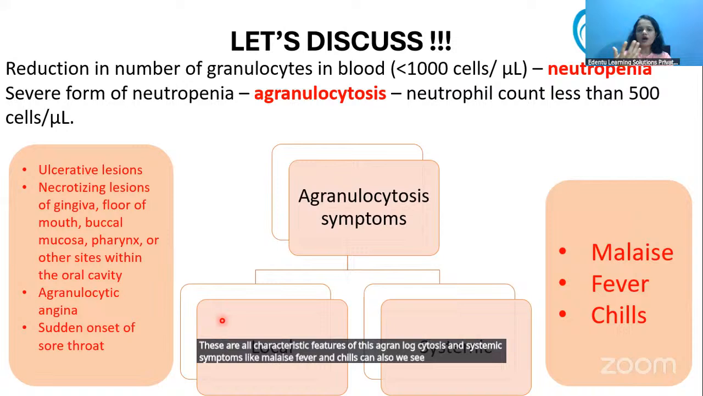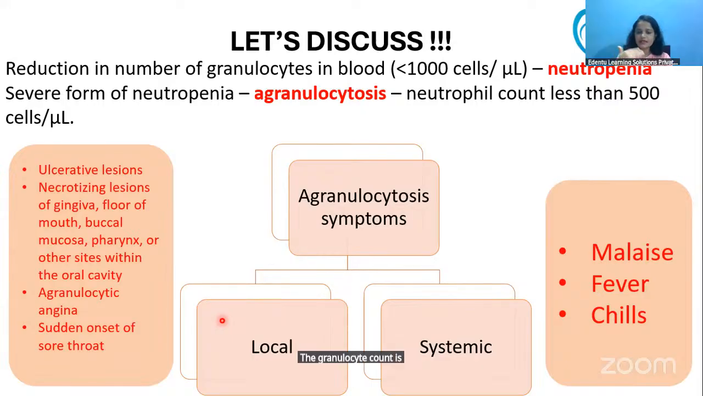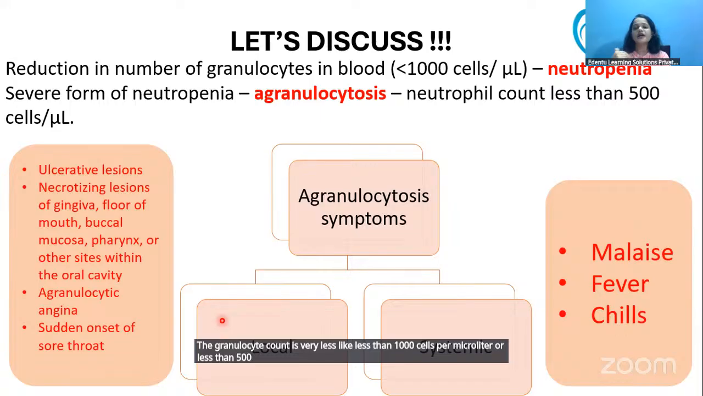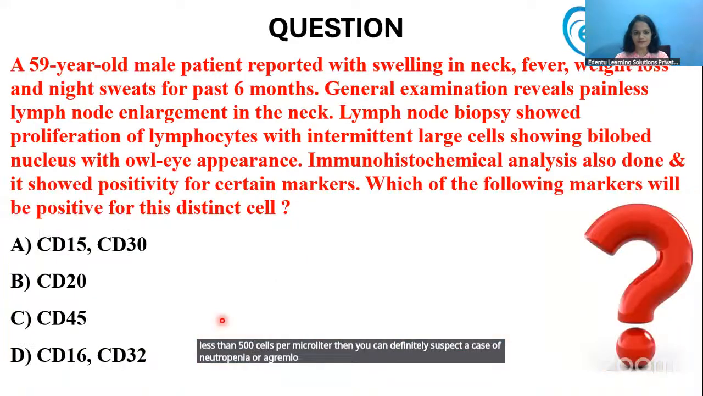So when you do a blood picture for this patient, and if you find the granulocyte count is very low, less than 1000 cells per microliter or less than 500 cells per microliter, then you can definitely suspect a case of neutropenia or agranulocytosis.